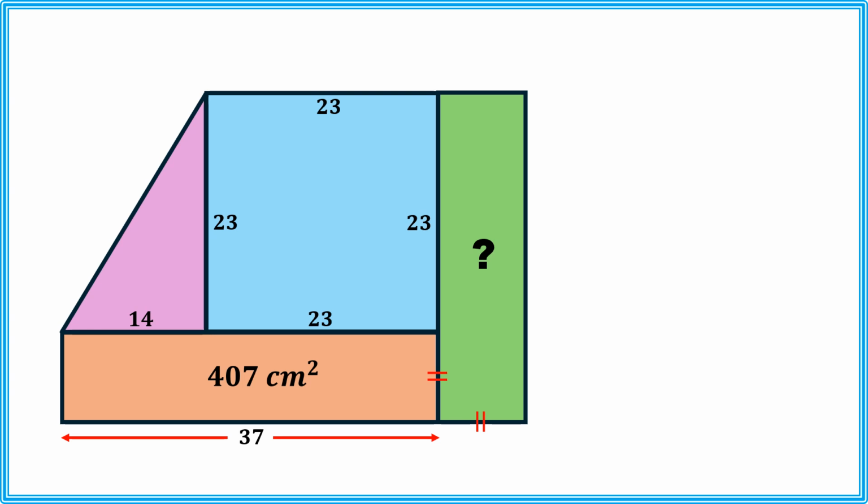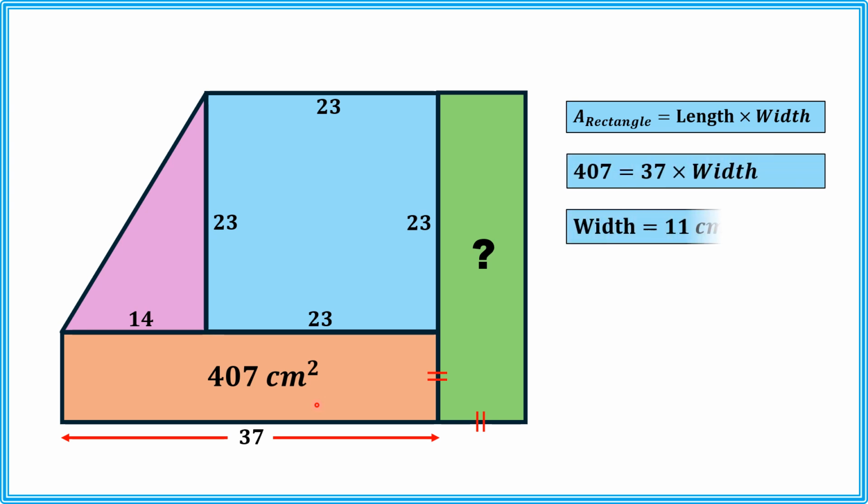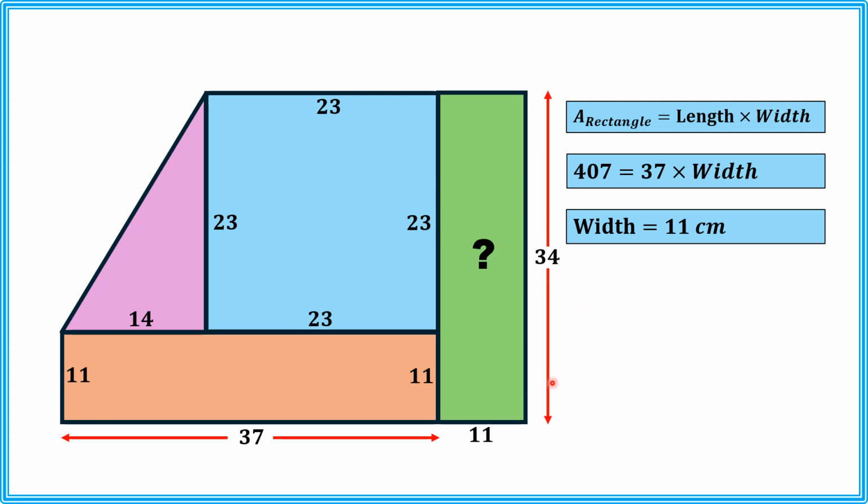Now we talk about this rectangle. We know that the area of a rectangle is length into width. Length is 37, width is unknown, and area is equal to 407. So substituting the values of area and length, width is equal to 11 centimeter. So this length is 11, and similarly this length and this length are also 11 centimeter. Now this length is 23 and this is 11, so this whole length is 34 centimeter.